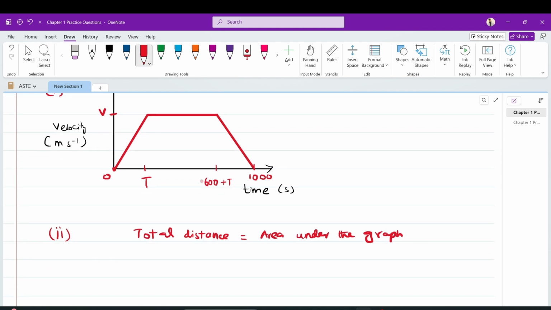So clearly we can see that this is a trapezium. So I'm going to apply the formula of trapezium. The sum of parallel sides. So the first side is going to be 1000 plus the difference between this point and this point, which is going to be 600 plus t minus t. Okay, so that is the sum of parallel sides multiplied by the distance between them, which is v.